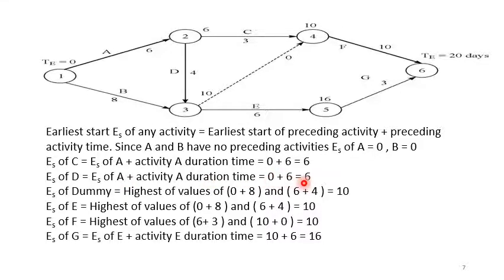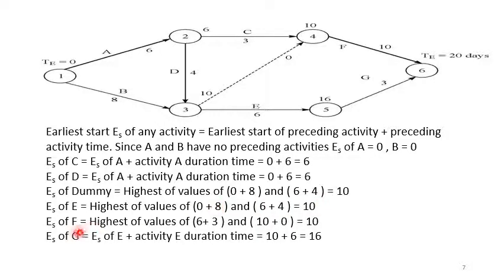Earliest start of D will be the earliest start of A plus activity A duration time, again 0 plus 6, which is 6. Earliest start of the dummy will be the highest of the values of 0 plus 8 if you consider B, and 6 plus 4 if you consider D. So the highest of this is 10. Similarly, the earliest start of E will be the highest of the values of 0 plus 8 if you consider B, and 6 plus 4 if you consider D. So highest of these two will be 10.